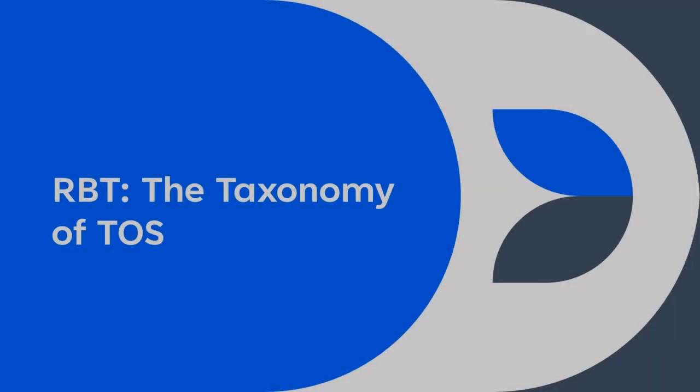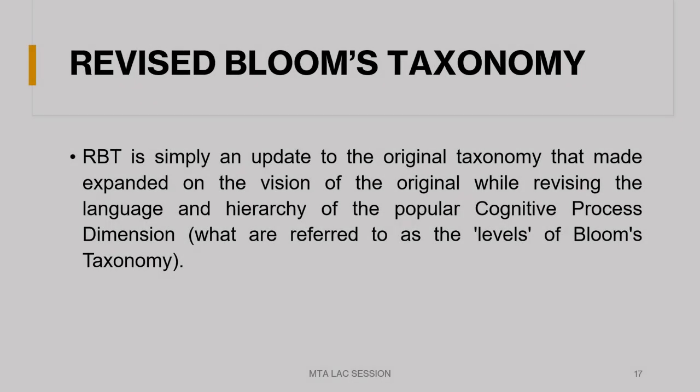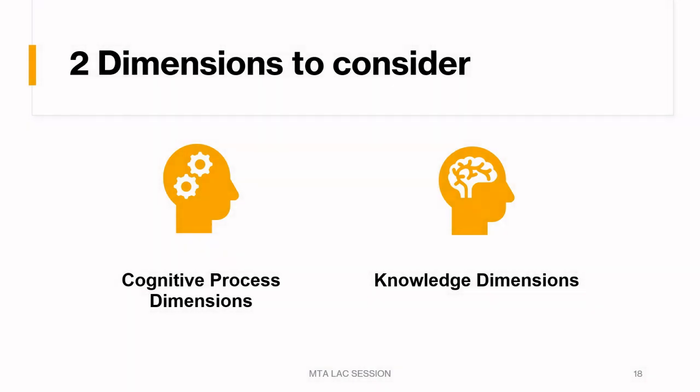To review and highlight important concepts, let us have the discussion of RBT, the taxonomy of the TOS. So basically, we're just going to anchor our TOS with the two dimensions of RBT. The revised Bloom's taxonomy is simply an update to the original taxonomy that expanded on the vision of the original while revising the language and hierarchy of the popular cognitive process dimension. The revised taxonomy is created on a two-dimensional framework to include the cognitive process and knowledge.